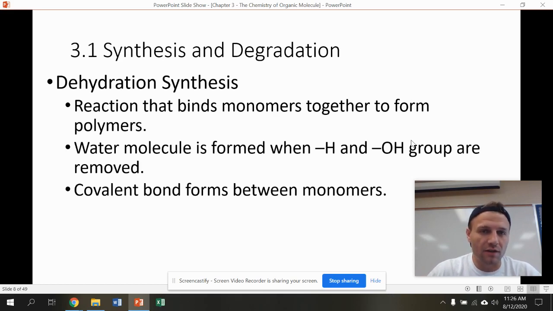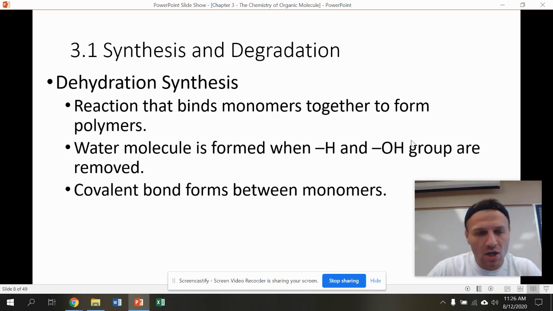The first thing you think of is that second word, synthesis. What does synthesize mean? Synthesize means to produce or to make. So in dehydration synthesis reactions, we're actually going to make something. It's going to grow. It's going to become bigger. I know it might sound like the words don't match. Dehydration, you're taking something away, but you're building something up.